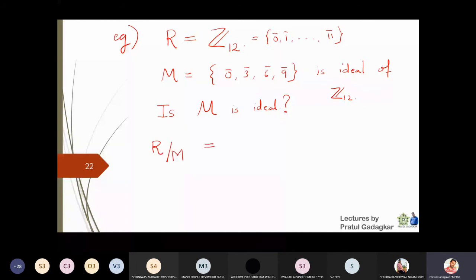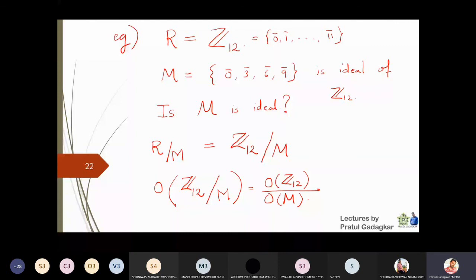When you calculate the quotient Z12 by M, what I understand is that the order of this group, if I look at it as a group, what is the order of Z12 by M? We know from your group theory classes we had proved that this is nothing but the order of Z12 divided by the order of M. Correct. So what is the order of Z12? The order of Z12 is 12. What is the order of M? How many elements is M containing? M is containing 4 elements.